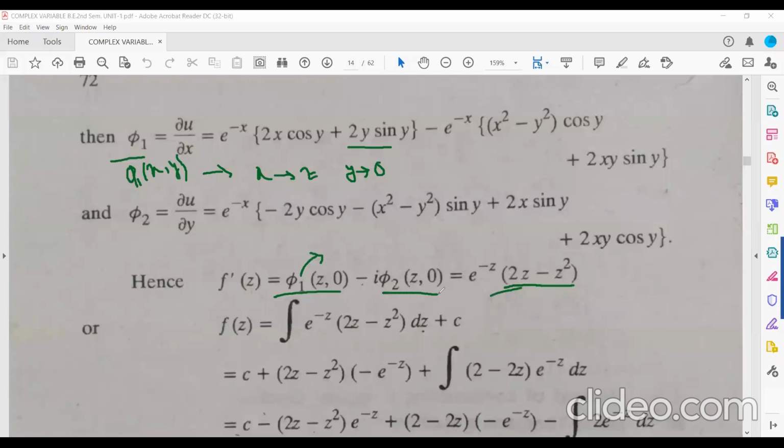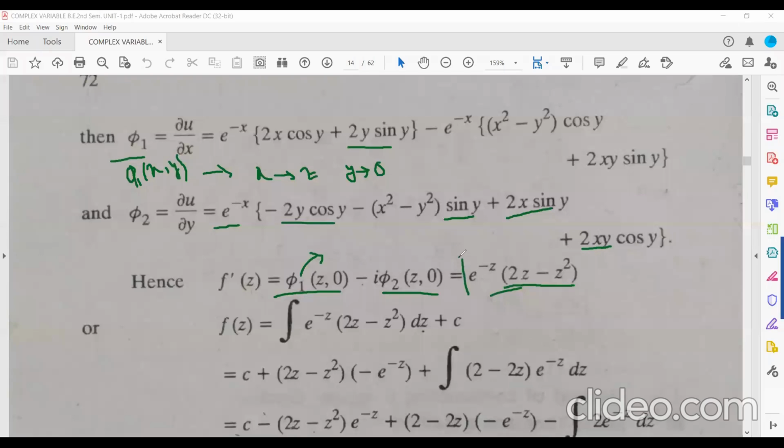Similarly, phi 2 z0. So here you need to put in place of x, z, and in place of y, 0. So if you put, e to the power minus z, and this will be 0. Then sine 0 is again 0. So this term is also 0. And sine 0 is 0. So this term is also 0. Here if you put 0, so this term is also 0. So ultimately, the phi 2 terms become totally 0.